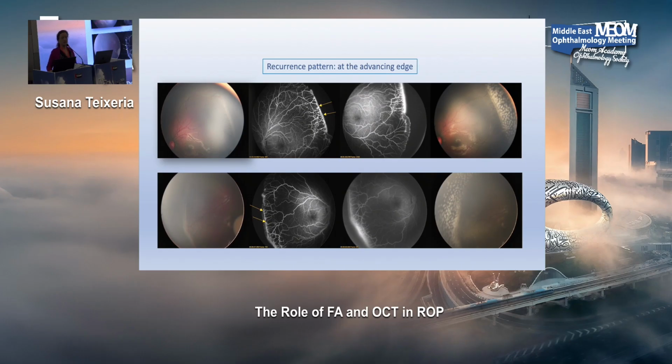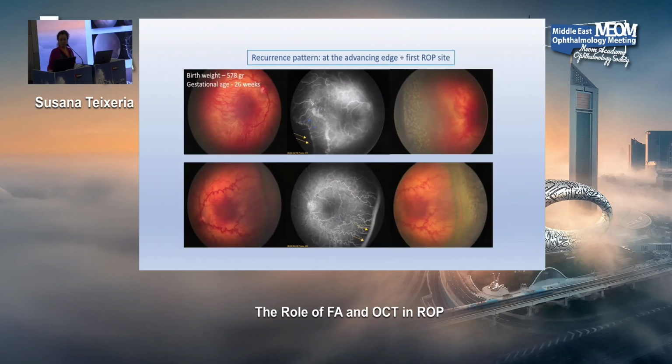And of course, I used to do laser, but sometimes you can just do a second injection depending on the area where the recurrence is. What I mean is, if it is still in the posterior zone 2, I make a second injection. If it is in zone 2, I make laser of the periphery. Now, you have a second recurrence pattern that is at the advancing edge here and at the first site of ROP. Of course, you can somehow detail this just with the images, but if you do the angiography, you can be sure what kind of recurrence pattern you have.